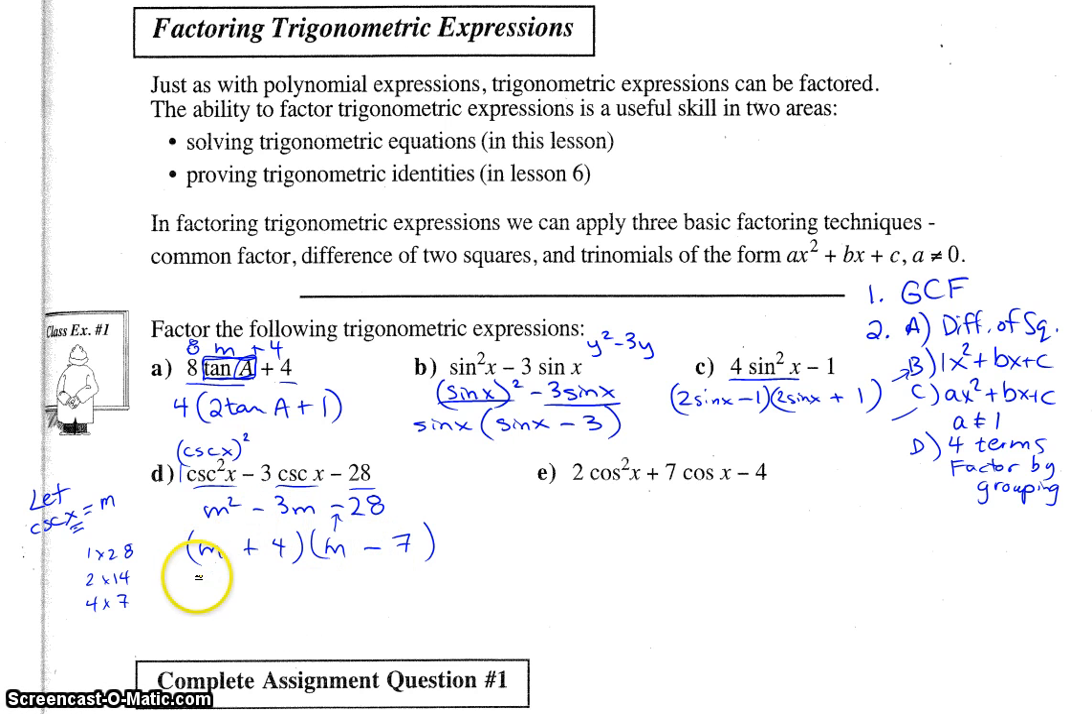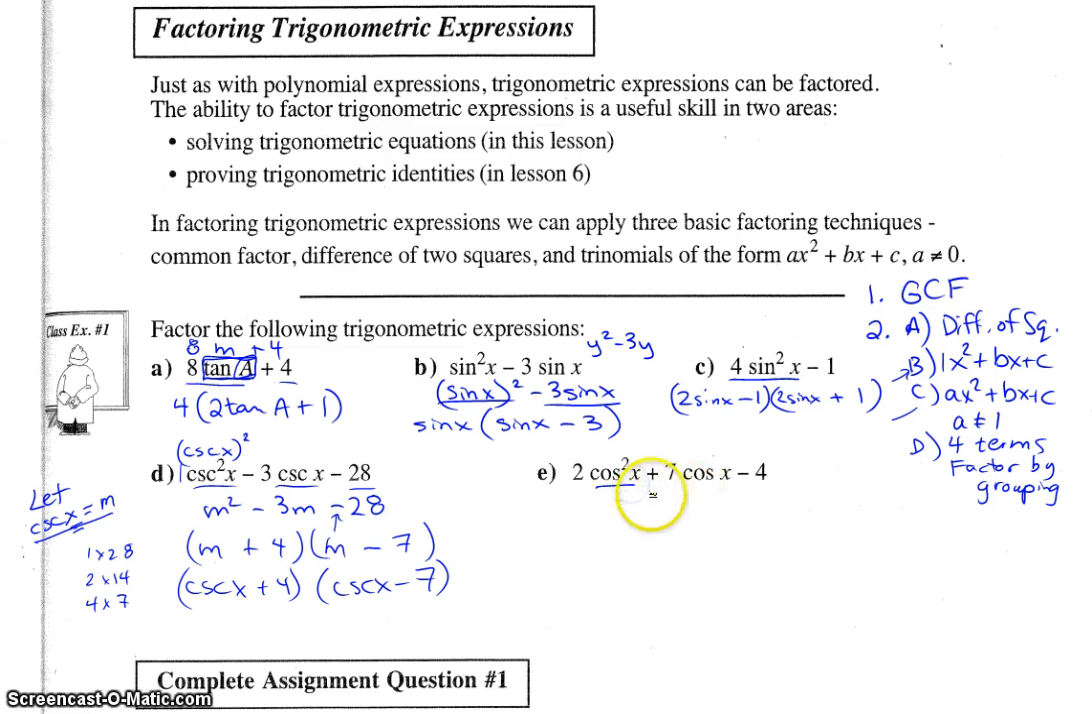And there we go. Now that we have that, let's put cosecant back in for m. So cosecant x plus 4 and cosecant x minus 7. There we go, nicely factored. Okay, now next question. Okay, these ones are the most fun. All right, just kidding. We have 2 cosecant squared plus 7 cosecant x minus 4.